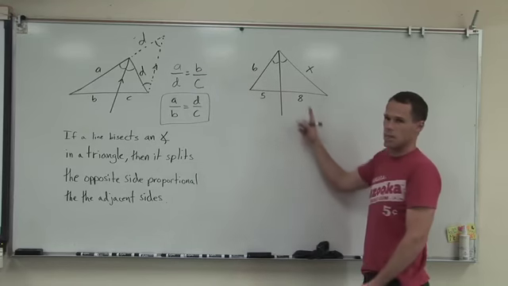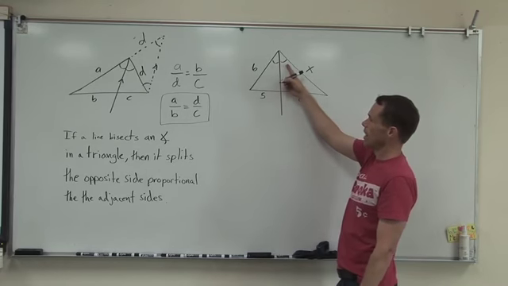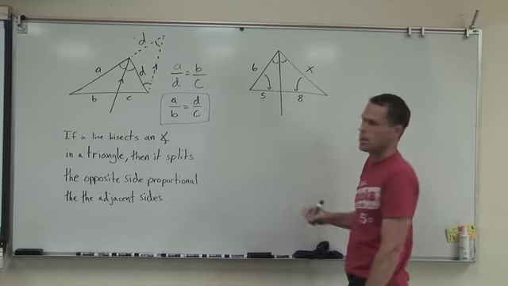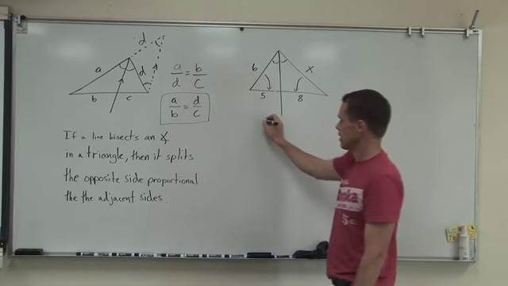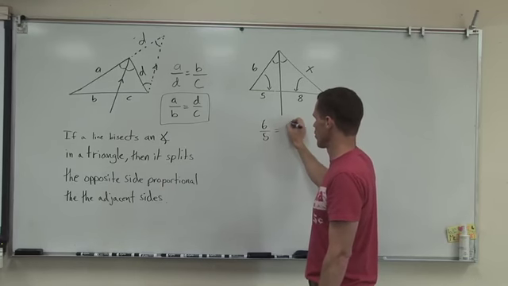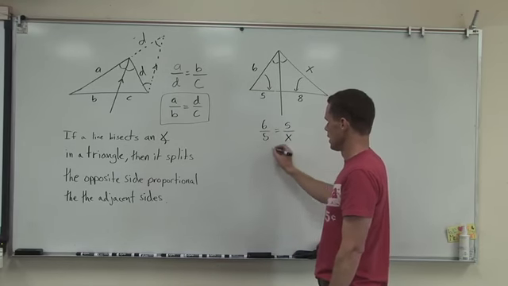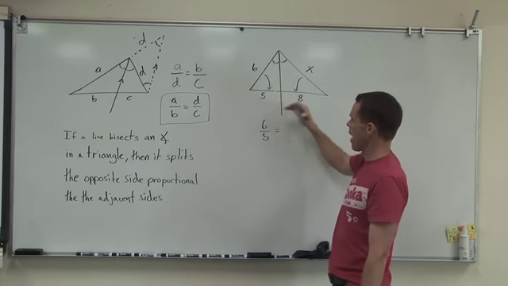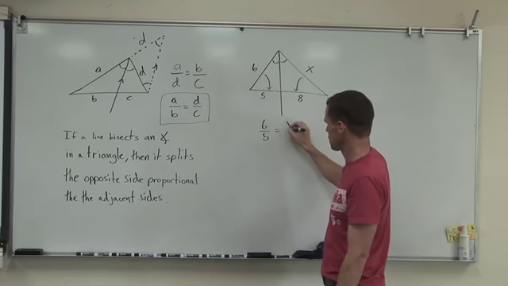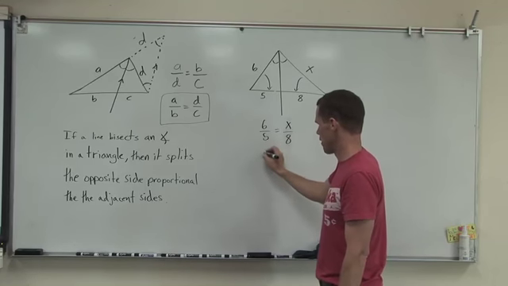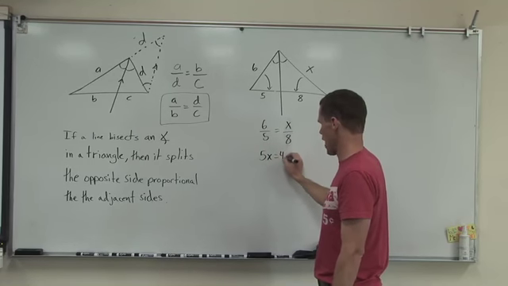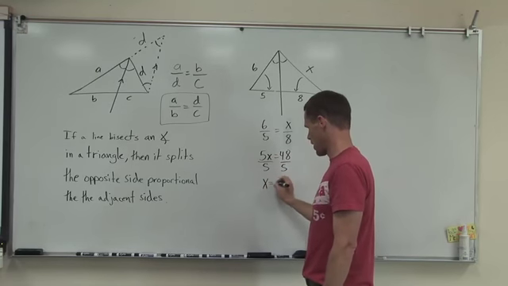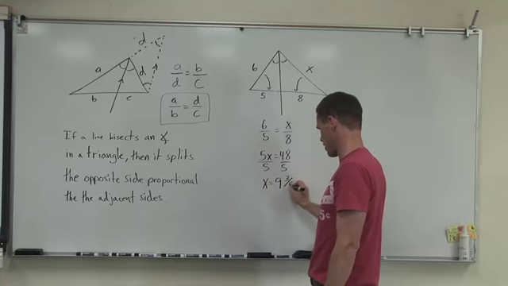Let's see how it works in this problem. Angle bisector splits the adjacent side proportional to this opposite side. 6 over 5 equals 5 over x. Sorry, said that completely wrong. 6 over 5 equals x over 8. We get 5x is equal to 48. We divide by 5, and we get x is equal to 9 3/5.